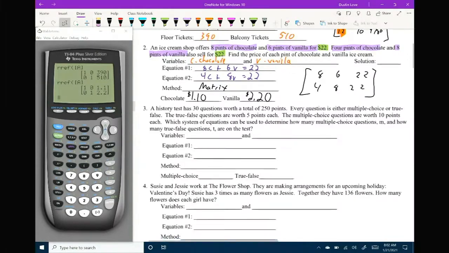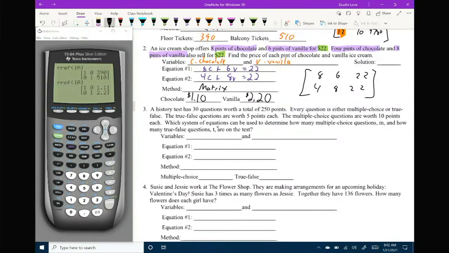Number 3, I'm going to jump down to the end. Which system of equations can be used to determine how many multiple choice questions M and how many true-false questions T? Well, that's easy. It defines them for me. So I've got M for multiple choice and T for true-false questions. All right.